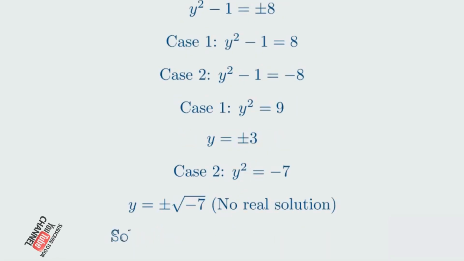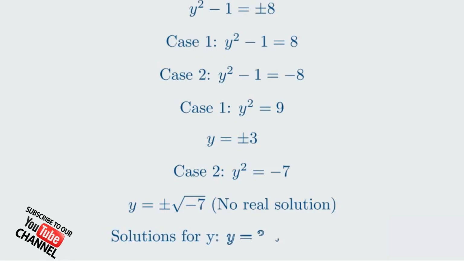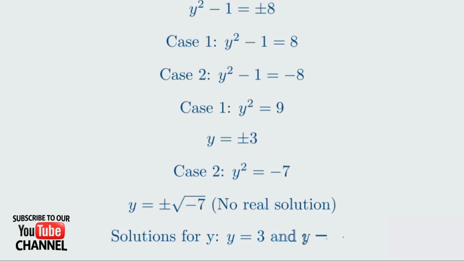So we have successfully solved for y. We found two real solutions, y equals 3 and y equals negative 3. Our next and final step is to use these y values to solve for x. We've arrived at our final step. We know that y equals x plus 1 over x, and we have two possible values for y. This means we have two separate equations to solve for x.